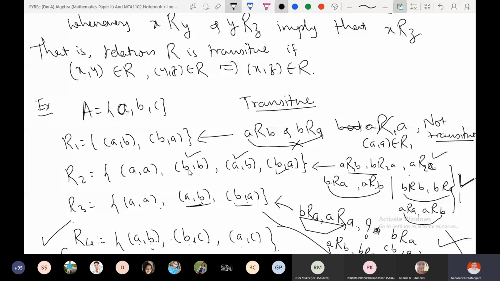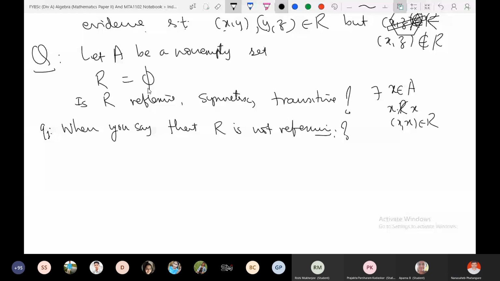Now, can you say that this empty relation is not reflexive? Can you give me any evidence? No, no evidence is there. So you cannot give me evidence, so you have to accept now it is reflexive.